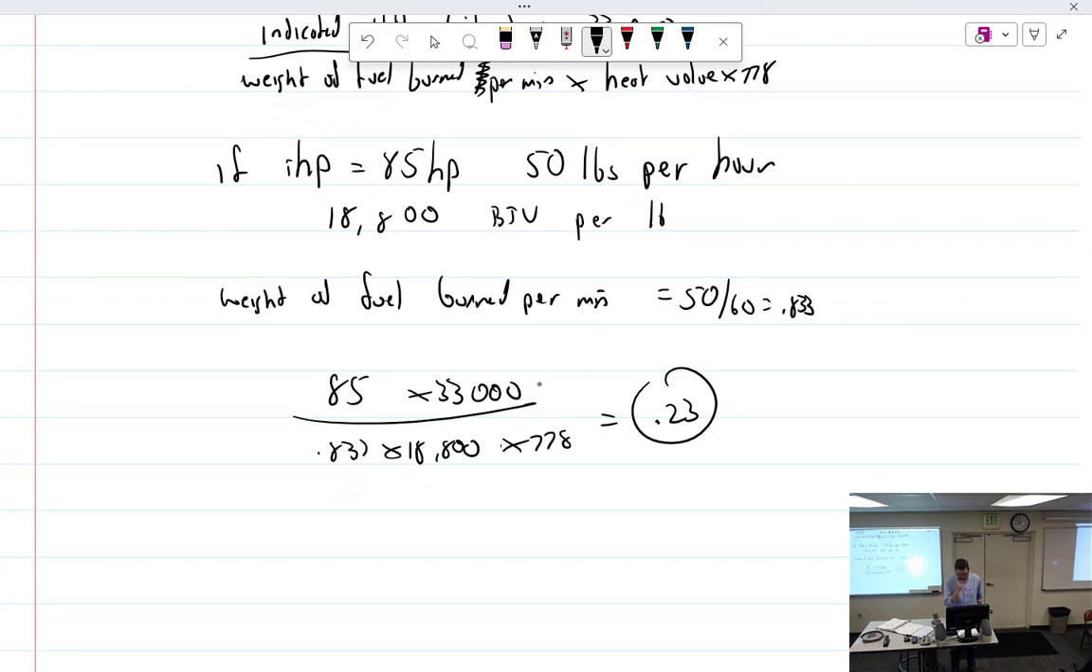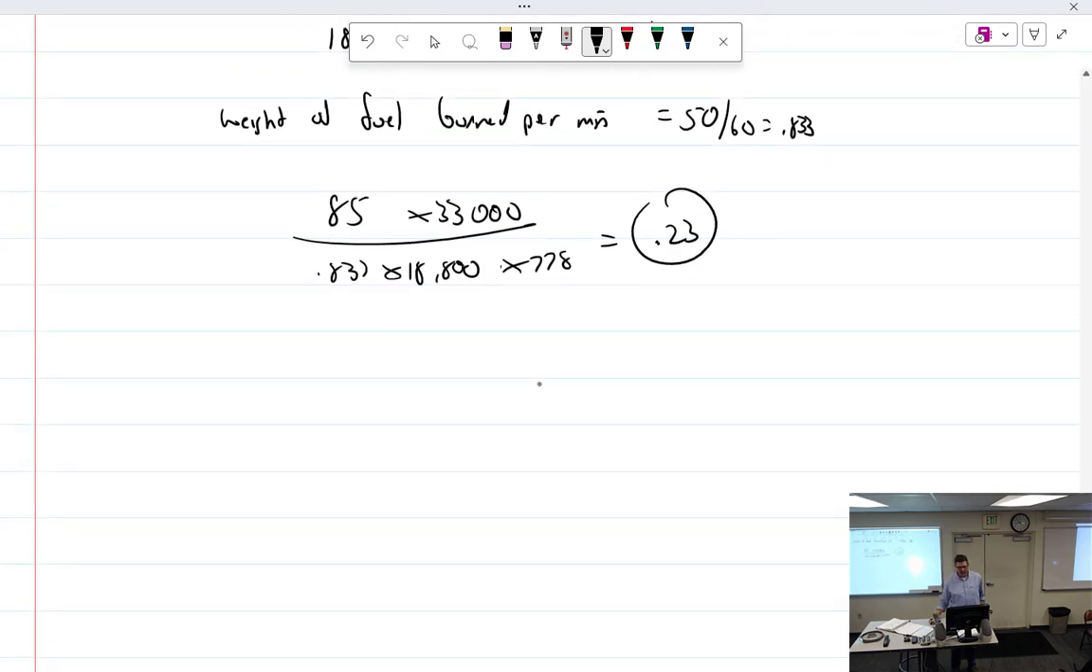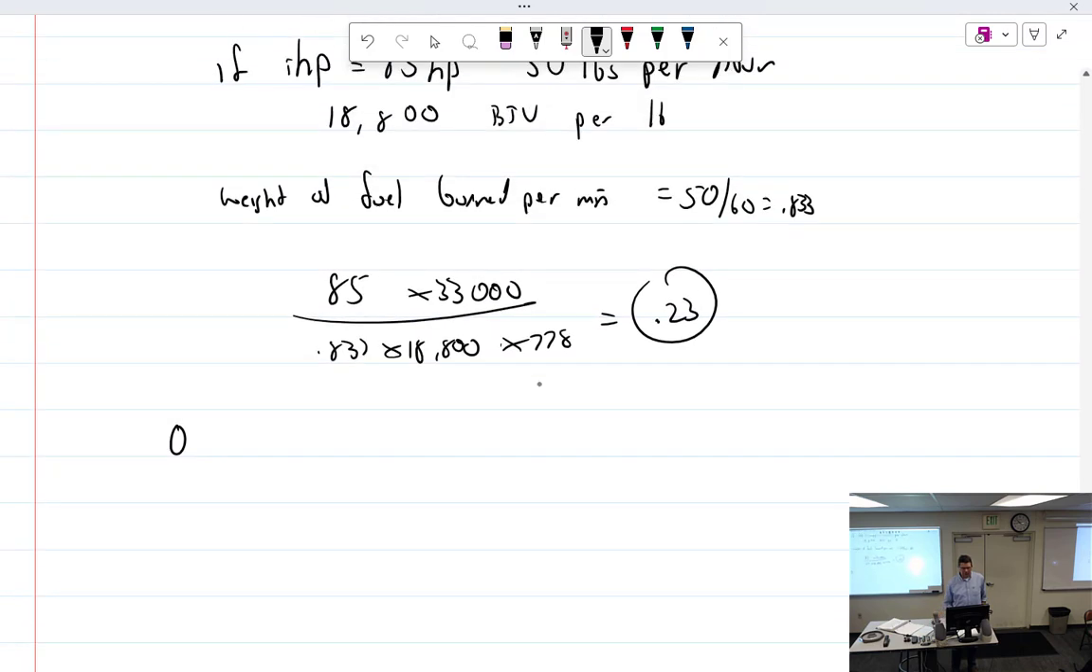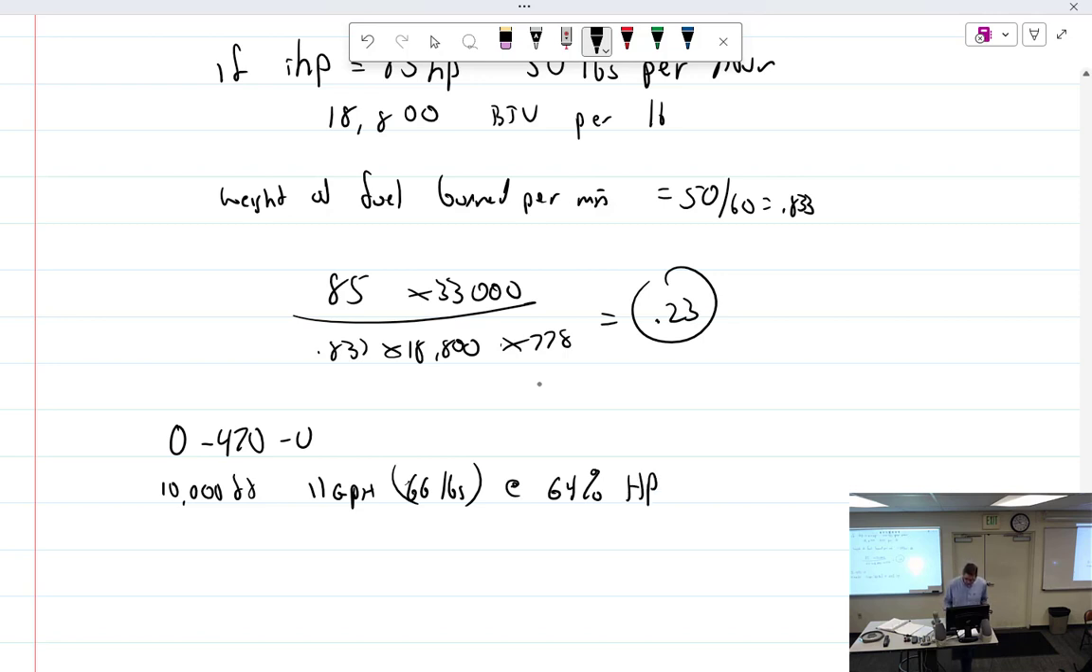And then I wanted to know what the thermal efficiency of my aircraft engine is. I have an O-470-U in my aircraft at 10,000 feet altitude. It burns 11 gallons per hour, which is how many pounds? 66 pounds. And that's at 64% horsepower out of 230.